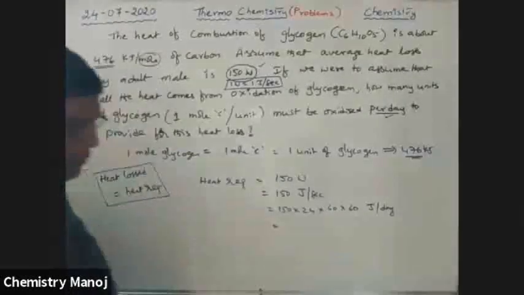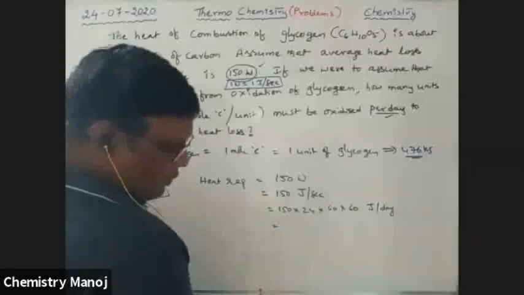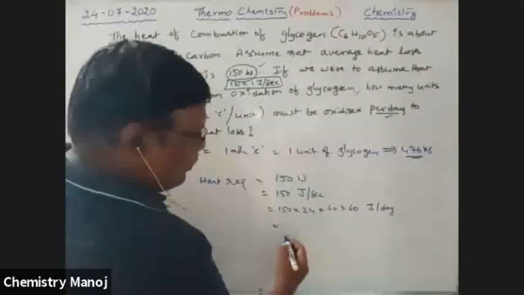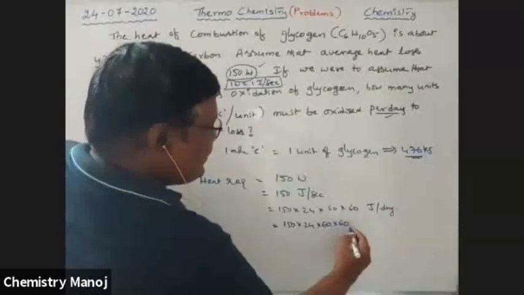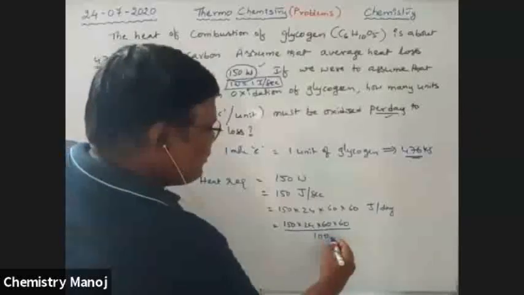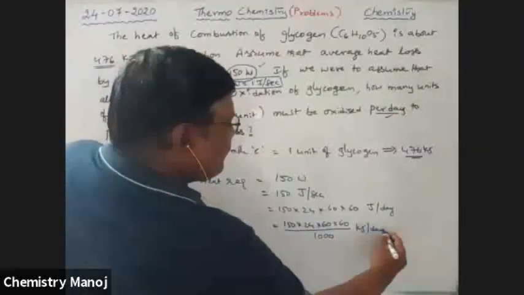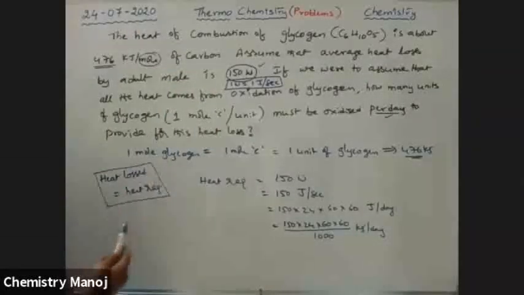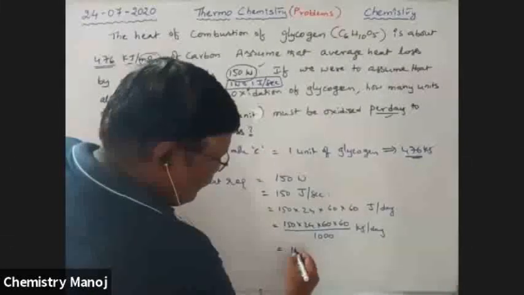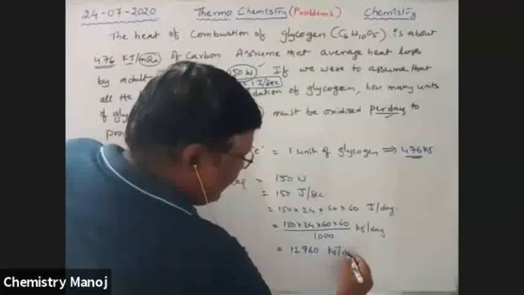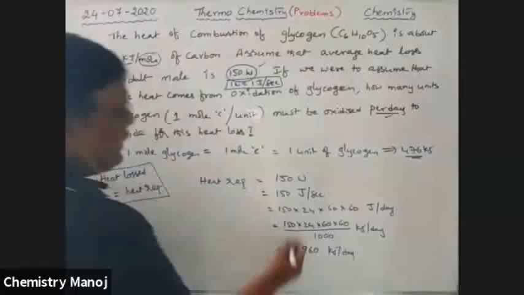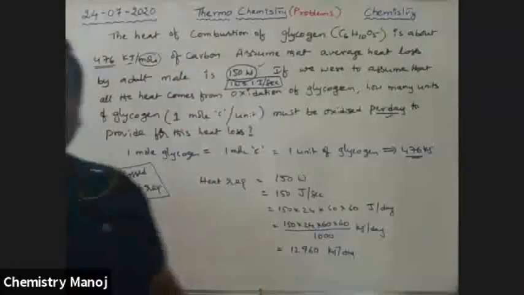So altogether the value is equal to 150 into 24 into 60 into 60 by 1000 kilojoules, boys. Because the value is in kilojoules, that's why I convert that value into kilojoules. So finally, 12,960 kilojoules per day. This much heat is required. This much heat is lost.